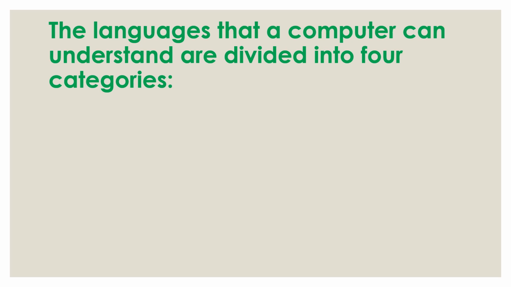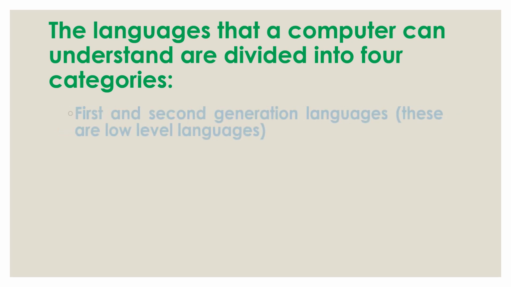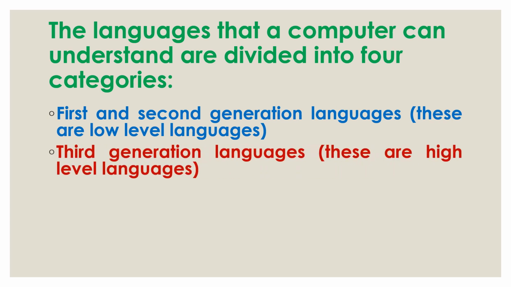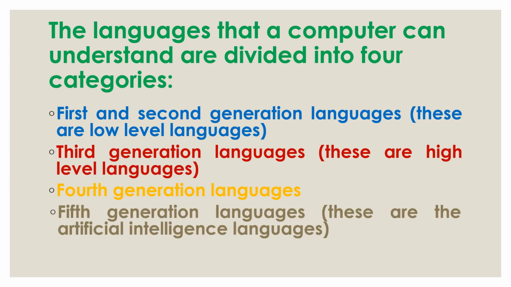The languages that a computer can understand are divided into 4 categories. First and second generation languages, these are low-level languages. Third generation languages, these are high-level languages. Fourth generation languages. Fifth generation languages, these are the artificial intelligence languages.